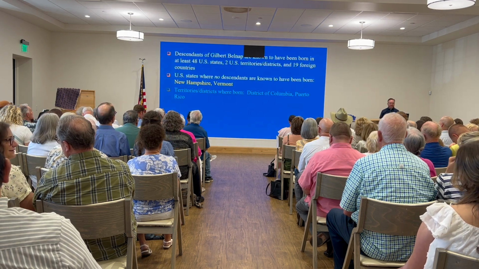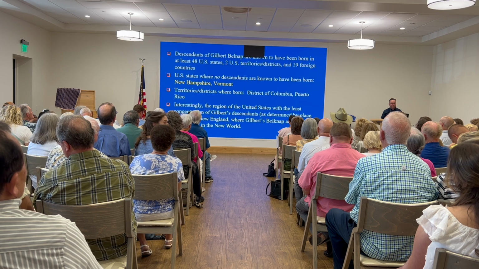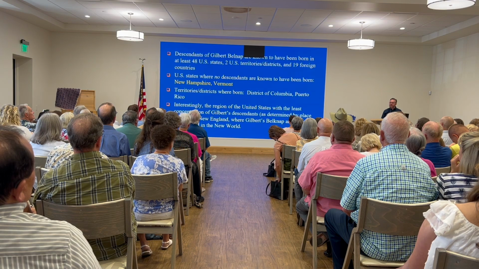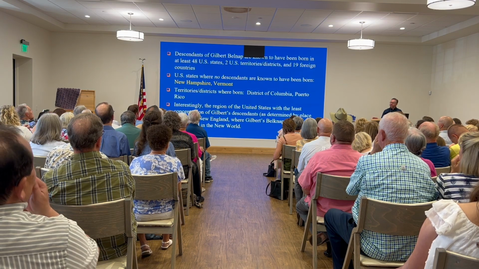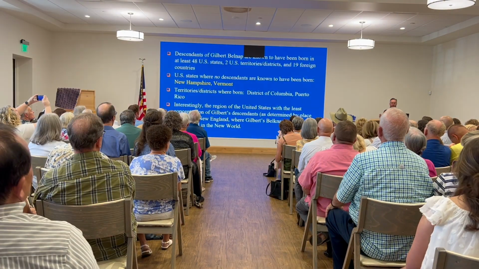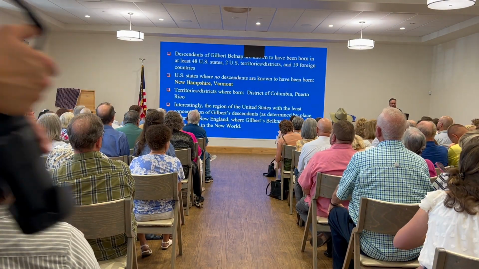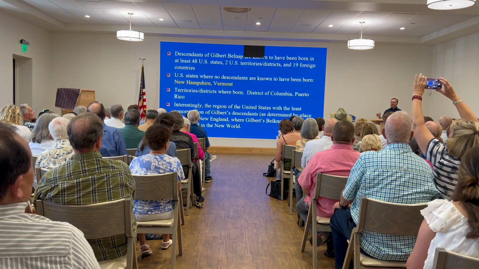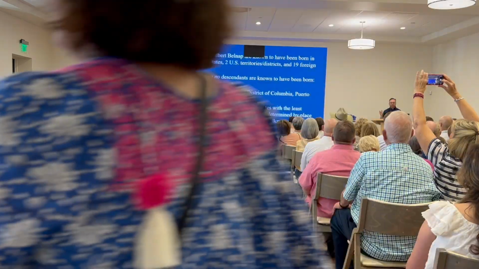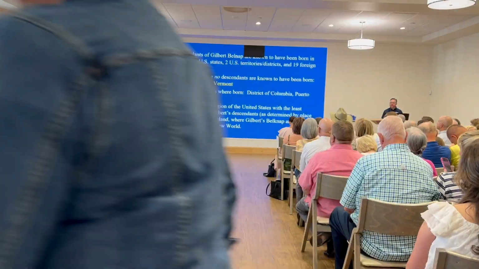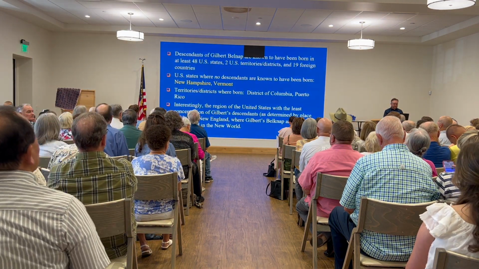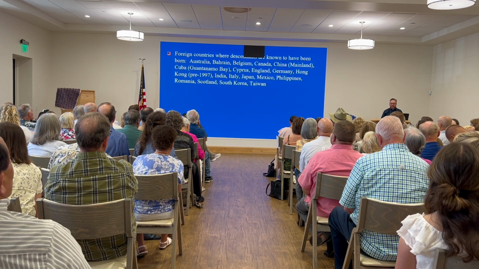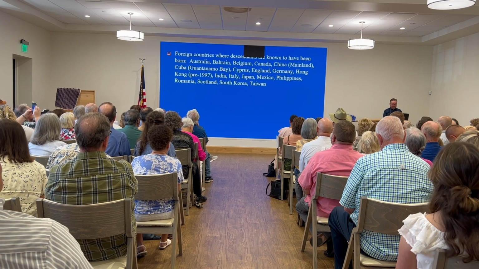So this is a little fascinating. Descendants of Gilbert Belnap are known to have been born in at least 48 U.S. states, 2 U.S. territories and districts, and 19 foreign countries. What's fascinating is the U.S. states where no known descendants at least are known to have been born are New Hampshire and Vermont, which is curious because that is so close to the area in which the Belnaps originated from here in the United States. Foreign countries where descendants are known to have been born include the following. Fascinating list.